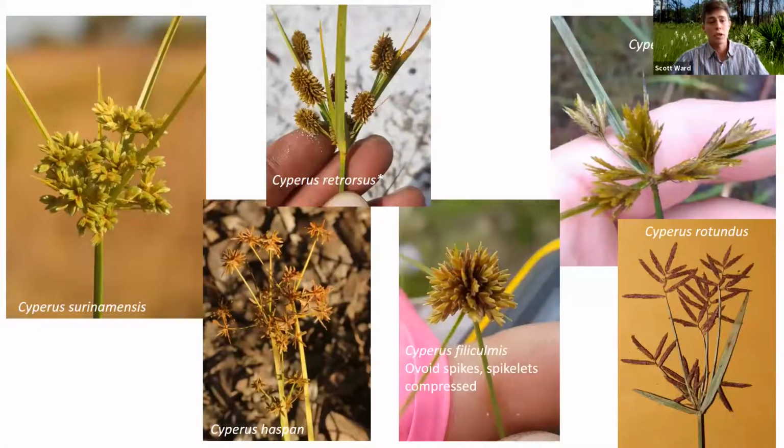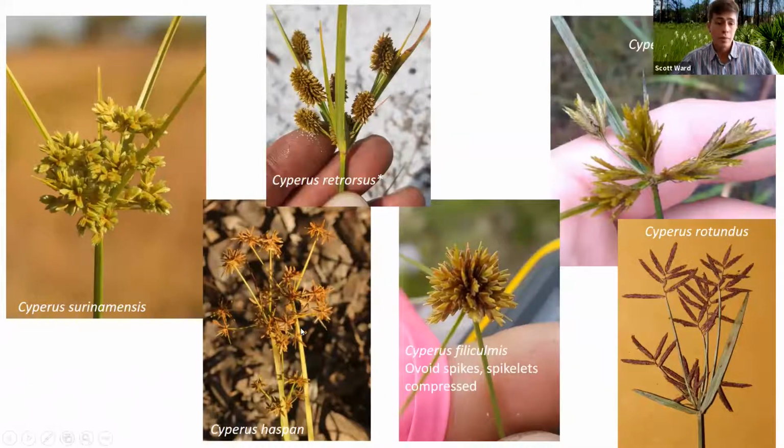Here's just a few examples showing these types of spike clusters and their shapes. So some are a little bit more globose and a little cylindric. Some are kind of more digitate. Here's more ovate, kind of the picture I showed in the previous slide. So there's lots of different varieties.